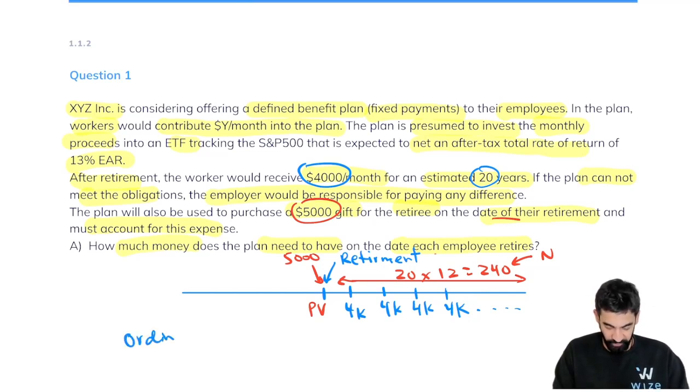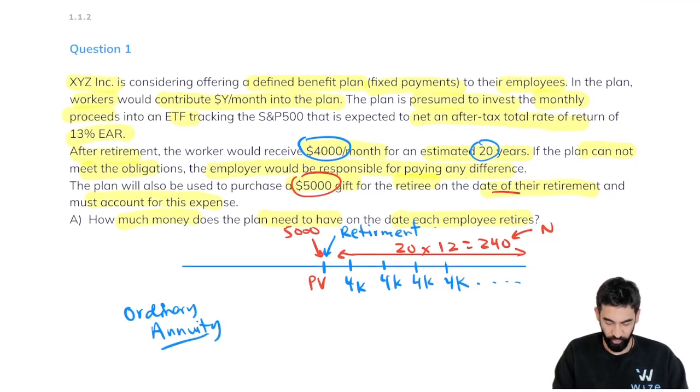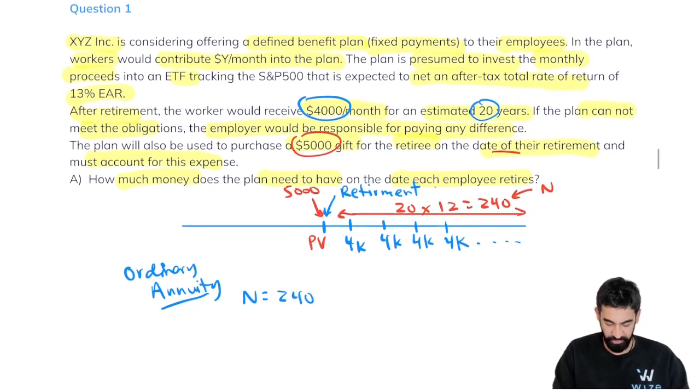So you could use the formula for an ordinary annuity, or you could just plug it into your financial calculator. Whenever there's no growth rate, you can just use your financial calculator. But I'm just putting ordinary annuity so you know what to follow. So here, like we said, the N is 240. There's going to be 240 payments. Each payment is $4,000.